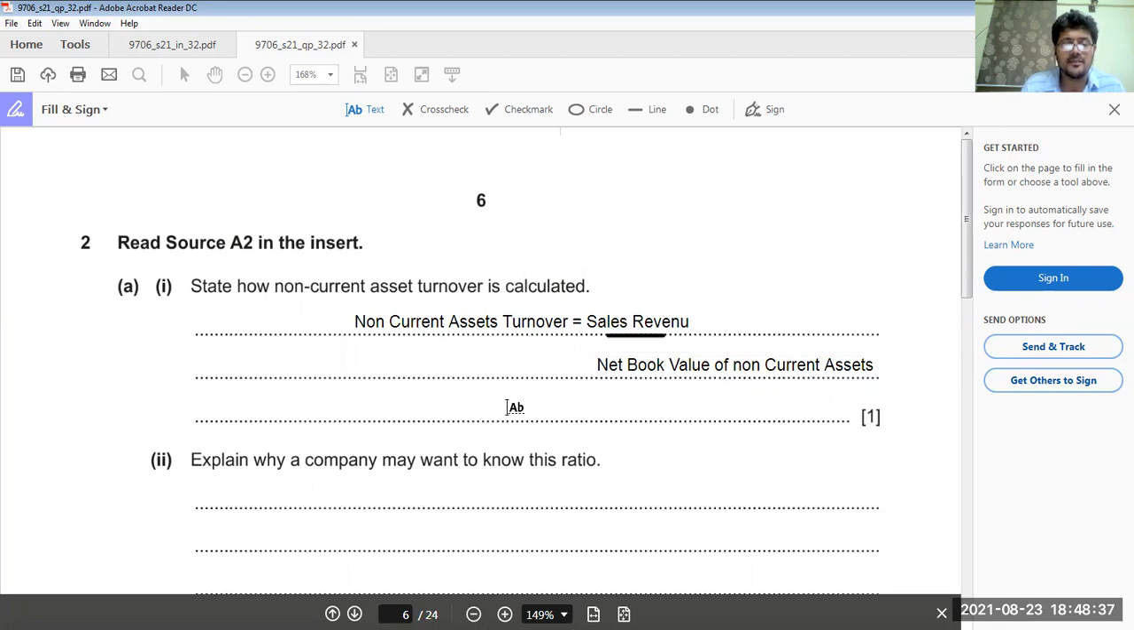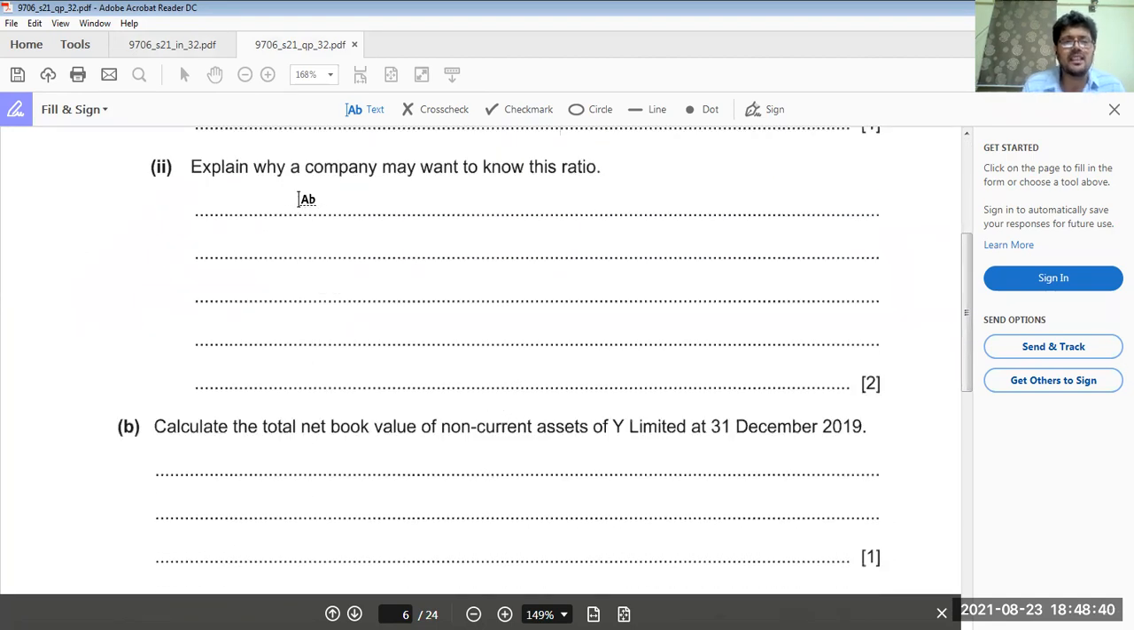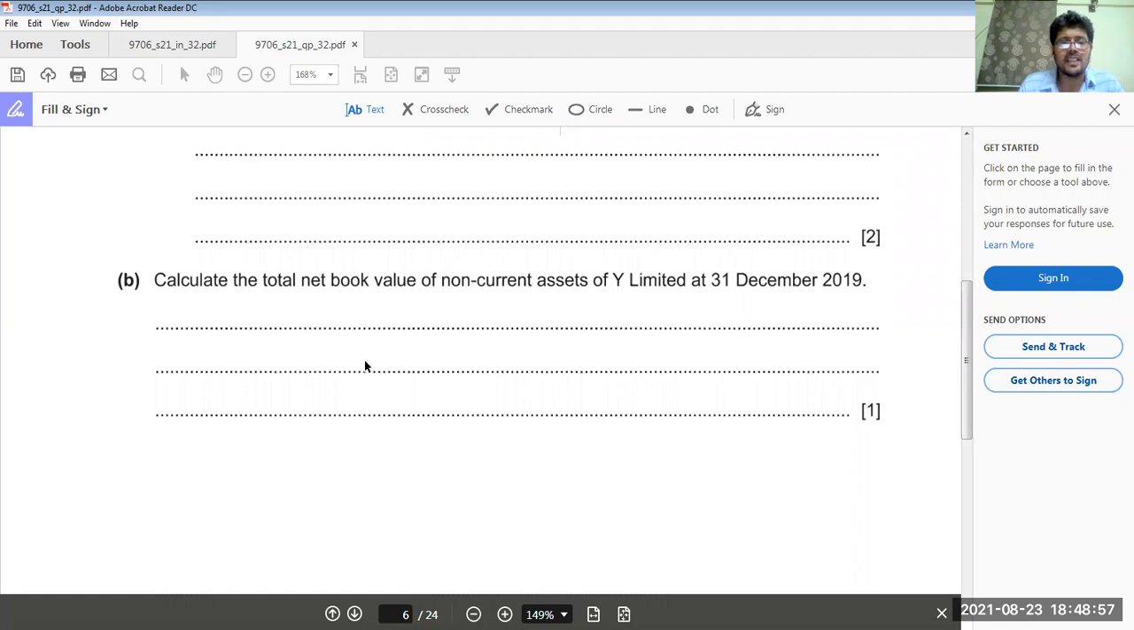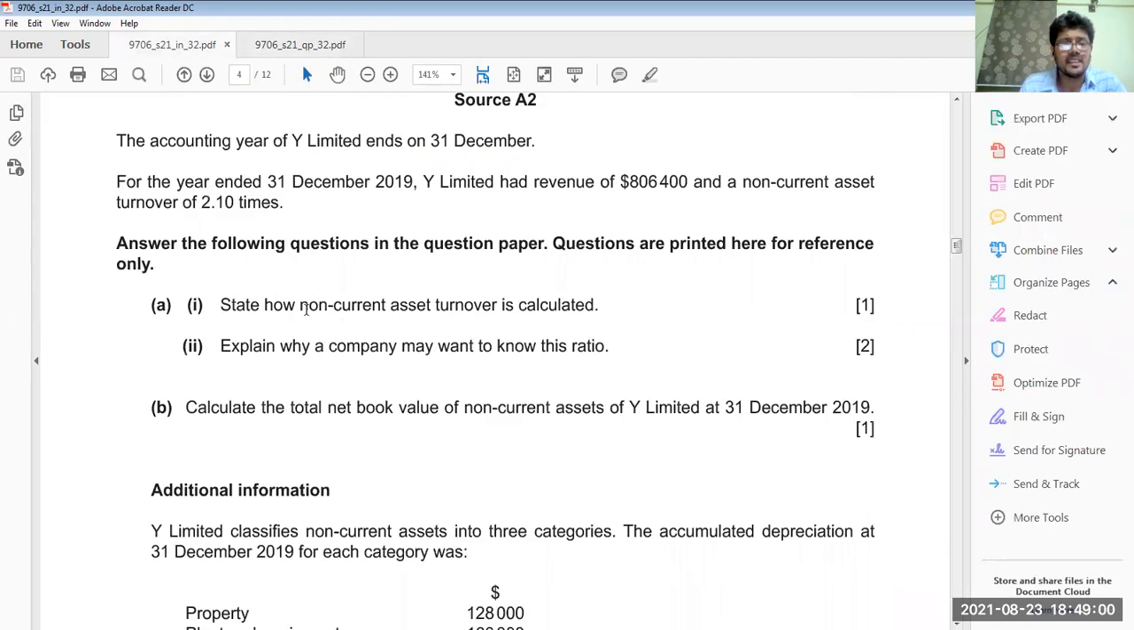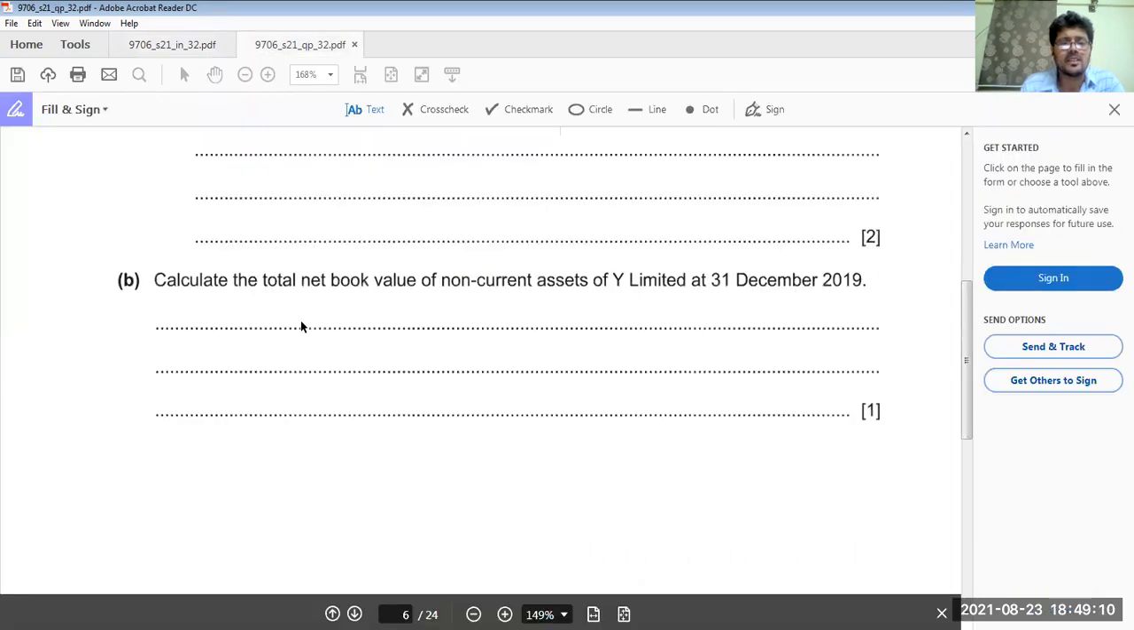This is the point. This is actually an efficiency ratio. It tells us how efficient our investment in non-current assets is in earning the sales revenue. That's why we calculate it. Now calculate the net book value of non-current assets. Very easy. This shows that revenue is 806,400 and non-current asset turnover is 2.10 times.